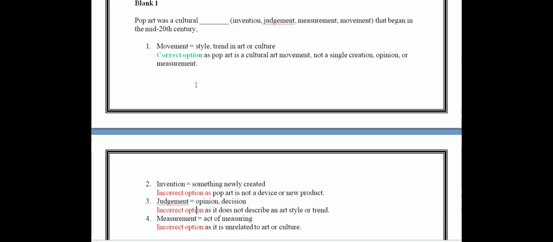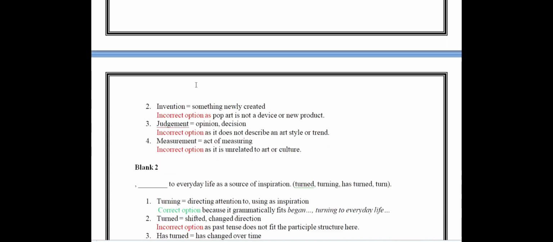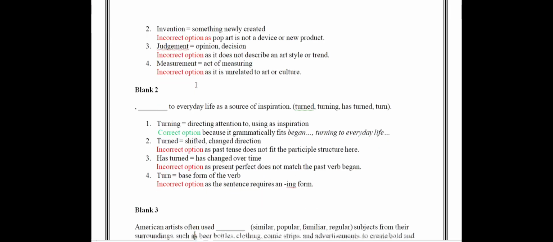Invention, something which is newly created, is an incorrect option as pop art is not a device or a new product. The third word, judgment, means opinion or decision, and is again an incorrect option as it does not describe an art style or trend. The final word, measurement, the act of measuring, is incorrect again as it is unrelated to art or culture.